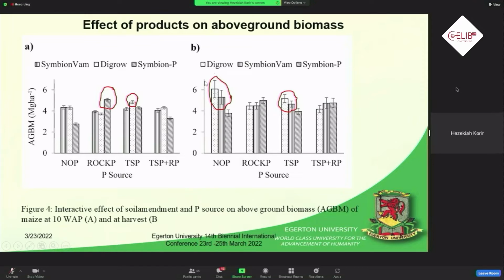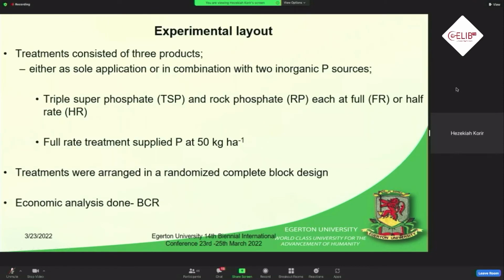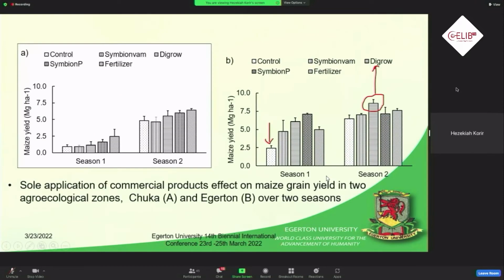And then also at harvest we did, at planting we also took some biomass. And the trend is similar. When we combine with the other products, they yield more biomass. And lastly, we also did on harvest, the grain yield of the maize.